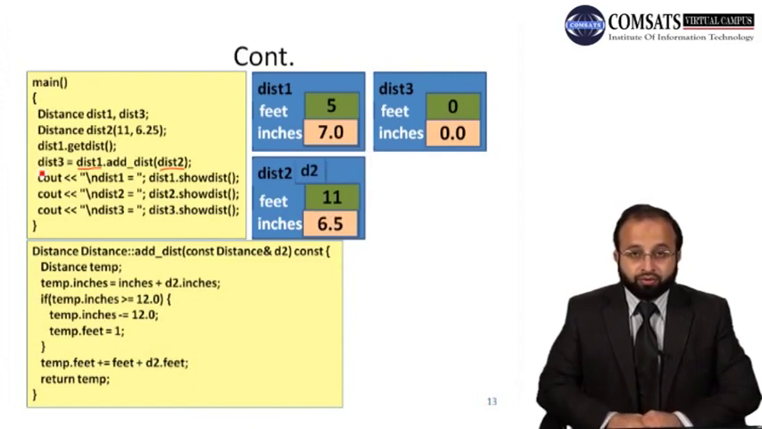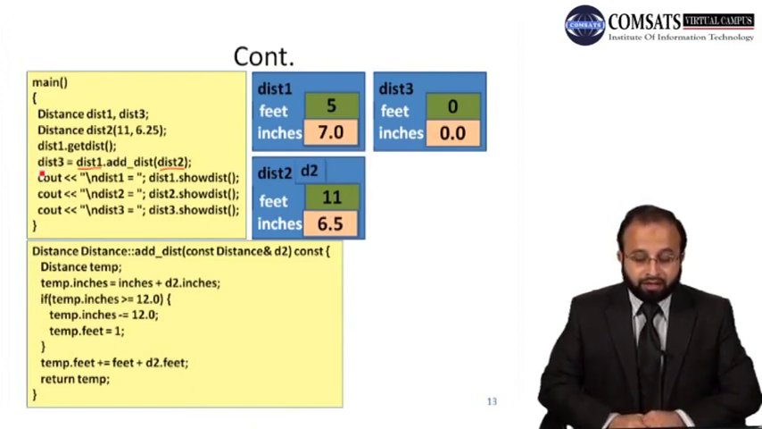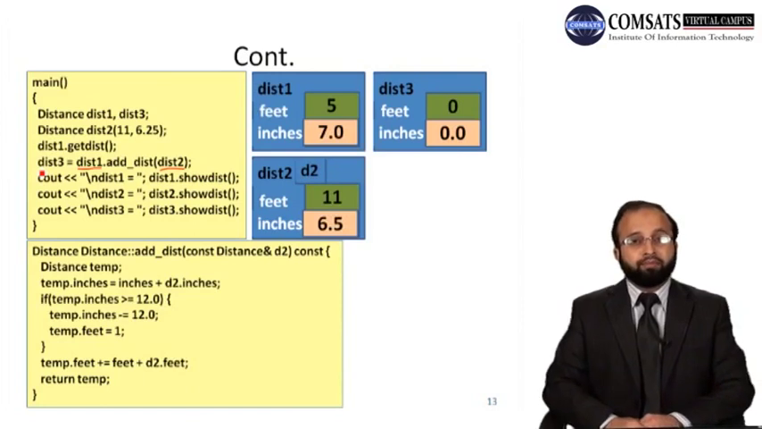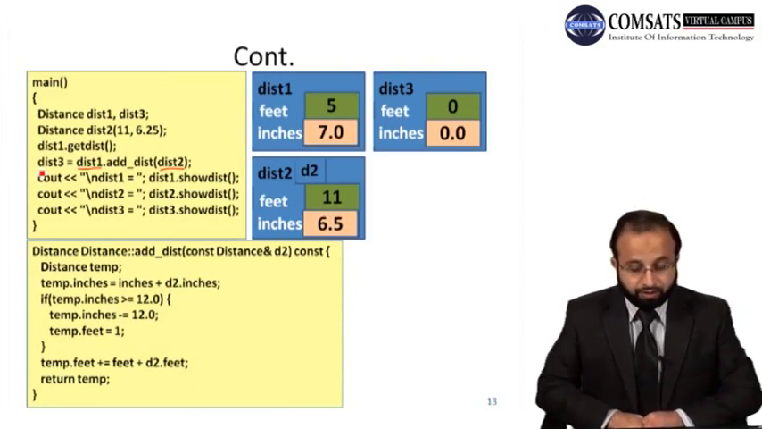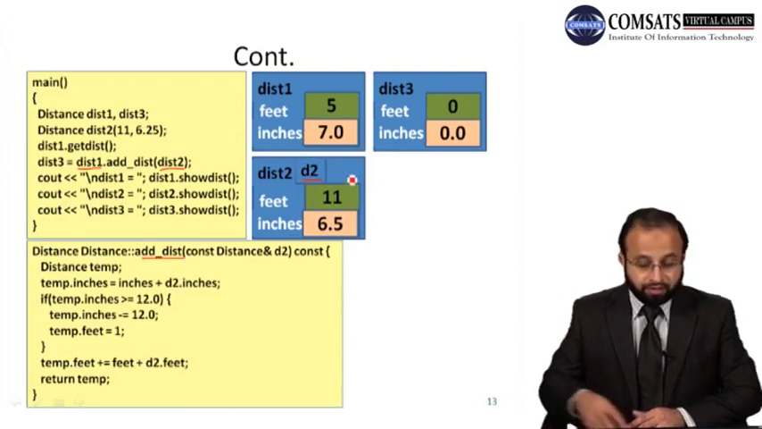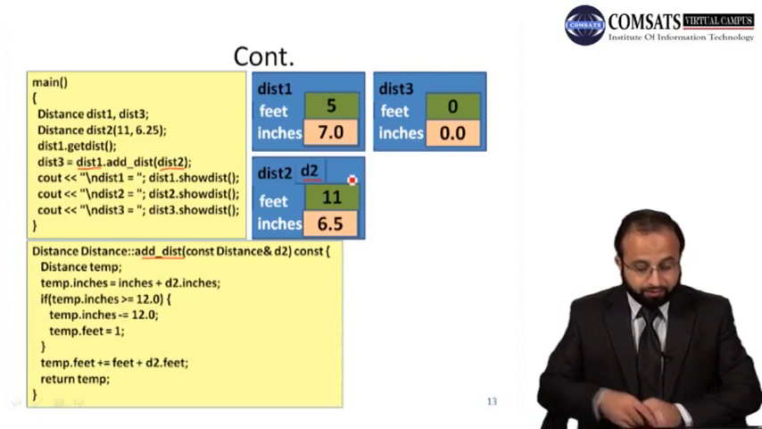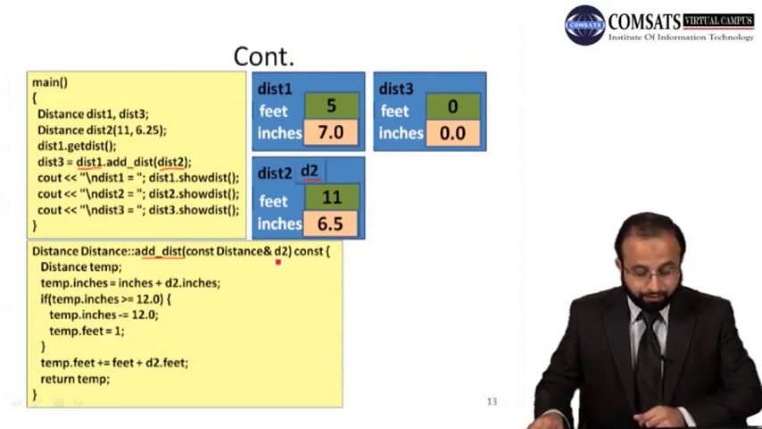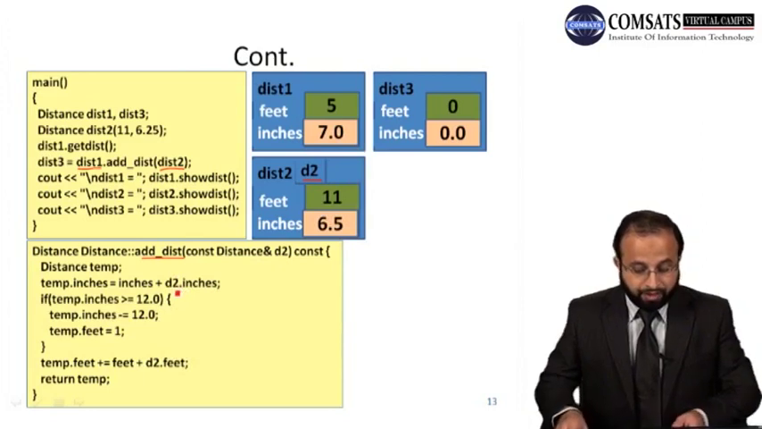Now with d2 you can access the same memory location that is allocated for the object dest2 of the main function, right? So the memory that was allocated for the dest2 object in the main function, this add dest function creates another name for this memory location, that name is d2, right? So now if you write d2 dot inches, that is 11.